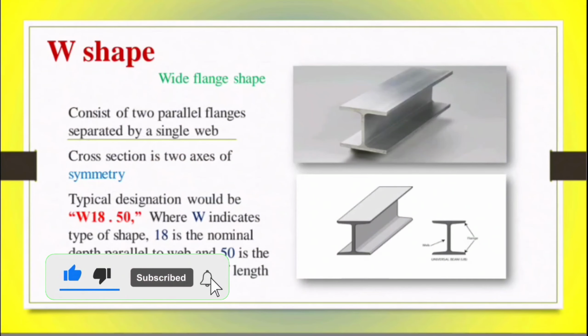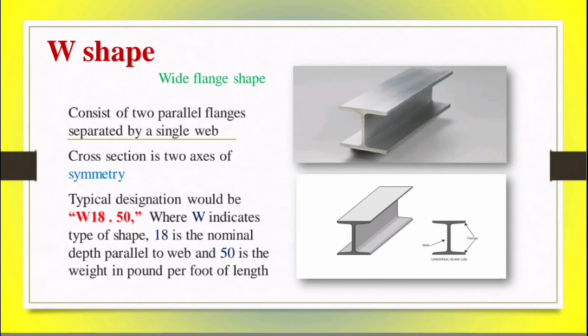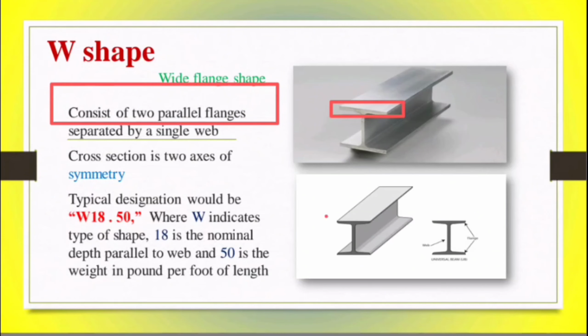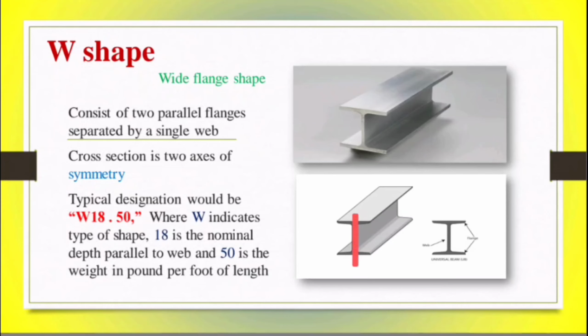The first shape of structural steel is the W shape, also called the wide flange shape. This is the cross section or 3D view of the W shape. It consists of two parallel flanges. This section element is called a flange. Two flanges, number one is this and the second one is this. So two flanges are separated by a single web. This vertical element is called the web.